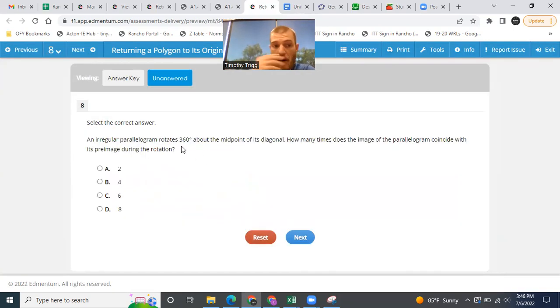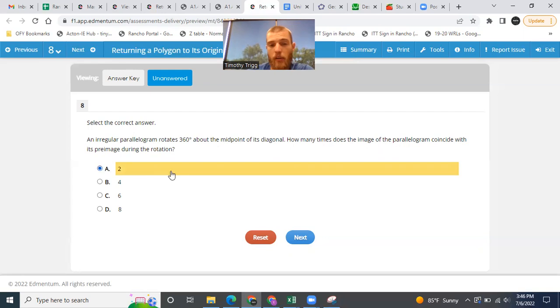An irregular parallelogram rotates 360 degrees about the midpoint of its diagonal. How many times does the image of the parallelogram coincide with the preimage during the rotation? For parallelograms, that's going to be twice, unless it's a regular parallelogram, like a square. But this one's irregular, so it'll rotate just twice onto itself.